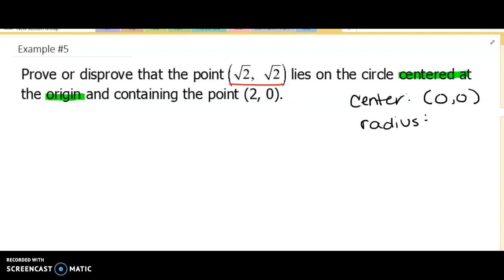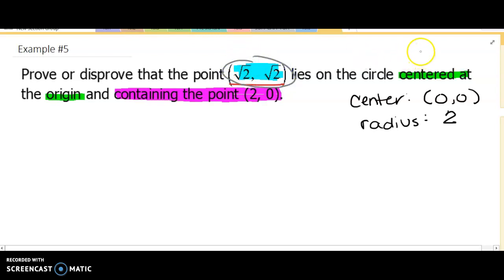So it's centered at the origin and it contains the point 2, 0. That means the radius of the circle must be 2. Now we want to know, does square root of 2 lie somewhere on that circle? Well, we can't graph this and then look, because square root of 2 is not nice numbers. So for now, we're just going to forget that this exists. We'll get to that in a minute.